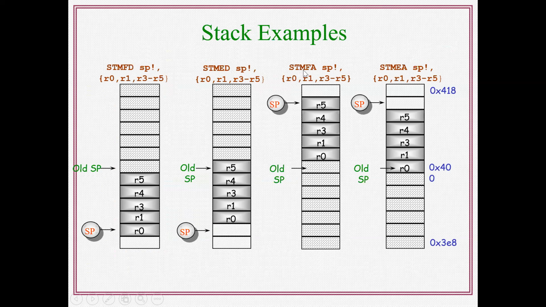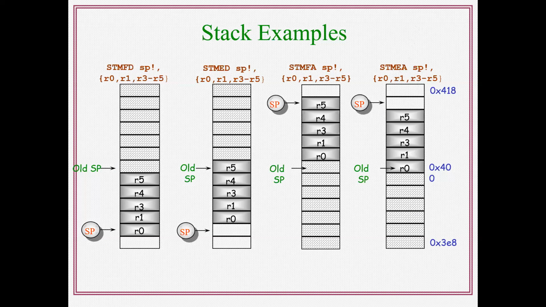And next one is STMFA. This one is descending, and these two are ascending. Here also the same: FA indicates full ascending. Assume that it is the old SP. Next, ascending order: R0, R1, R3, R4, R5. Here it is full, so the last filled address is R5, so SP points to the last occupied address, the R5 content. So that is called full ascending. Next, here empty. Here also ascending: R0, R1, R3, R4, R5. After that, SP points to the next empty address.